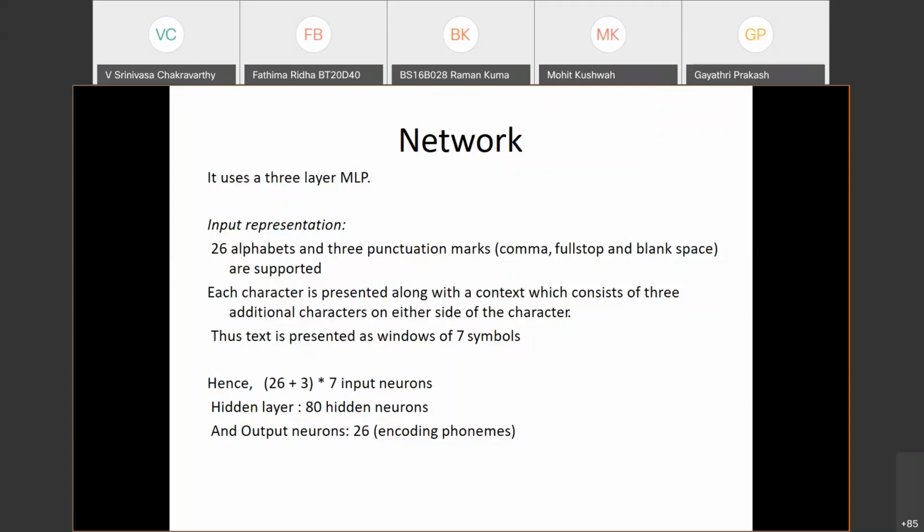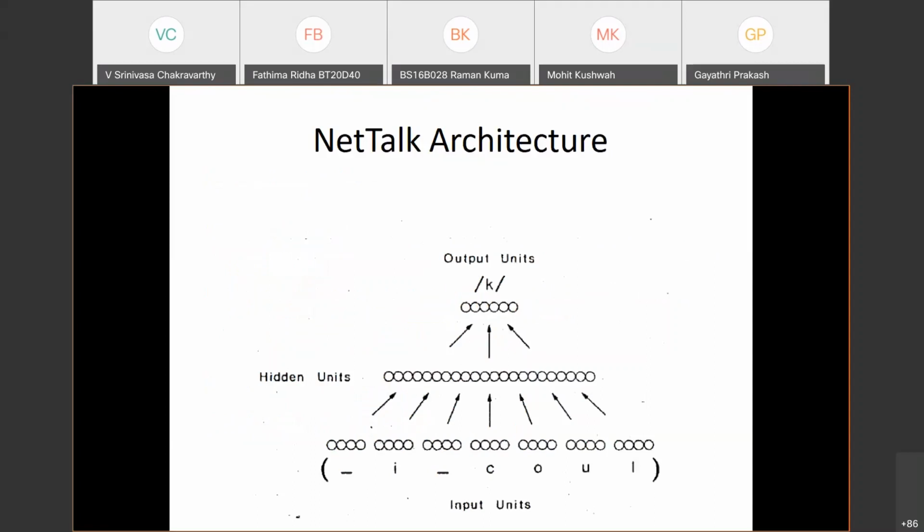Therefore, you need to have a little bit of punctuation also added to the input text. So here the network looks at 7 symbols at a time, and each character is represented by a binary vector. Since there are 29 possible symbols at any given position, this is how the input is given. The input is shown here.